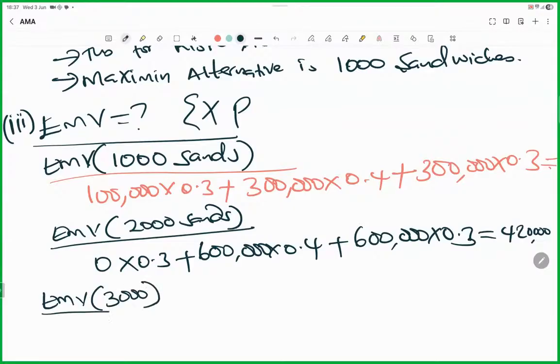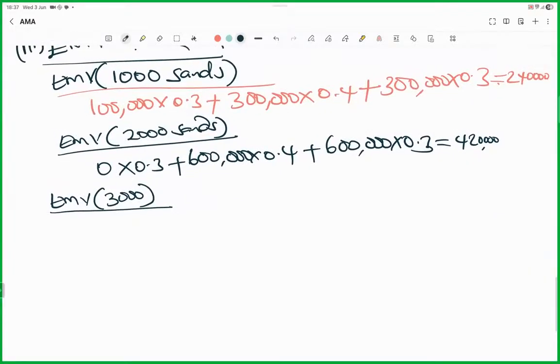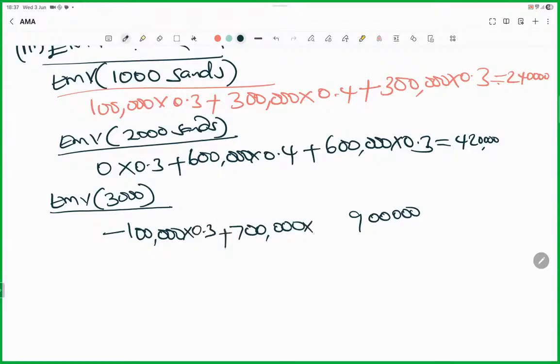Then we go to EMV for how many sandwiches? 3,000 sandwiches. Where I can see there are 3 payoffs there. I can see 100,000, 700,000, and 900,000, isn't it? So what I just need to do is to combine them with their corresponding probabilities. The first one is 0.3, plus this one times its probability of 0.4, plus this one times its probability of 0.3. Is there somebody who is able to give me this answer? 520,000.